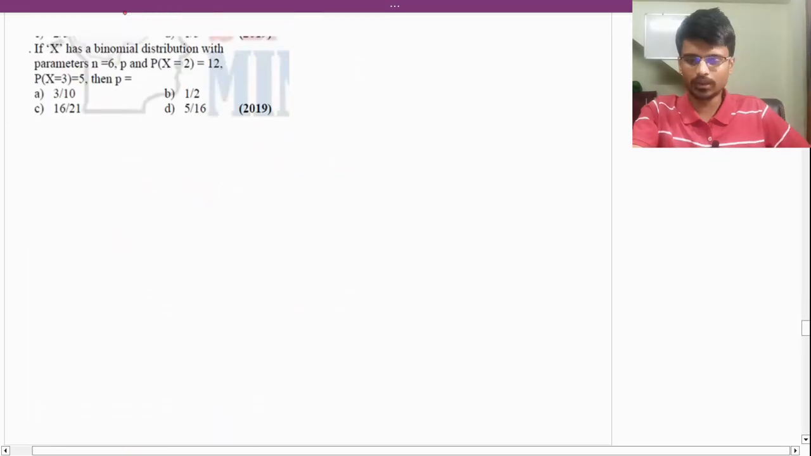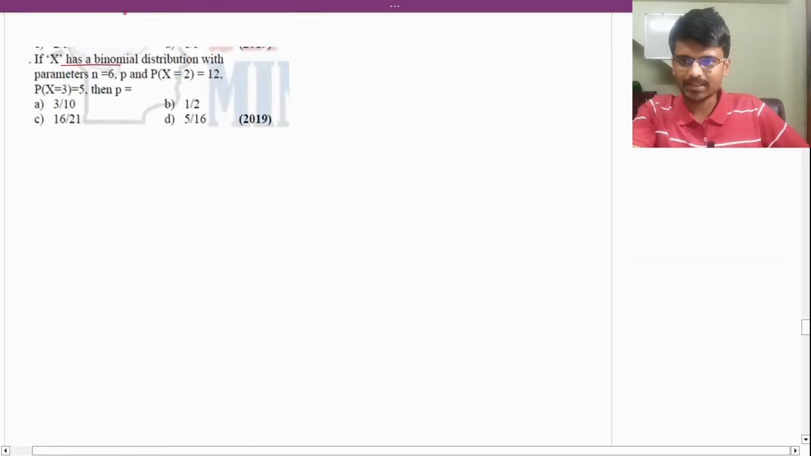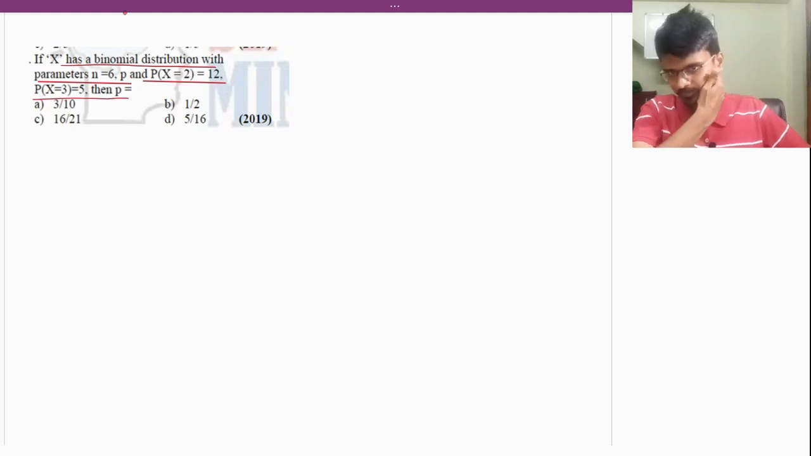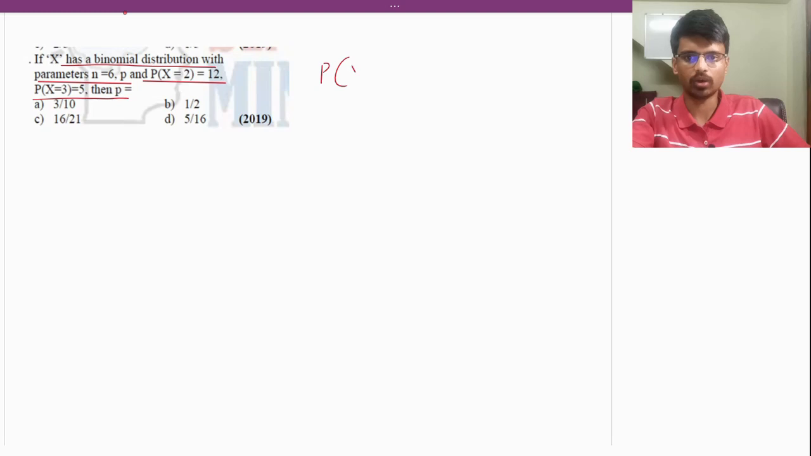Okay, moving on. If x has a binomial distribution with parameters n equal to 6, p, and P of x equal to 2 equal to 12, P of x equal to 3 equal to 5, then the value of p is. So we need to know the general formula for Bernoulli. What is it? P of x equal to r is given by nCr p power r q power n minus r. So we'll be making use of this equation.